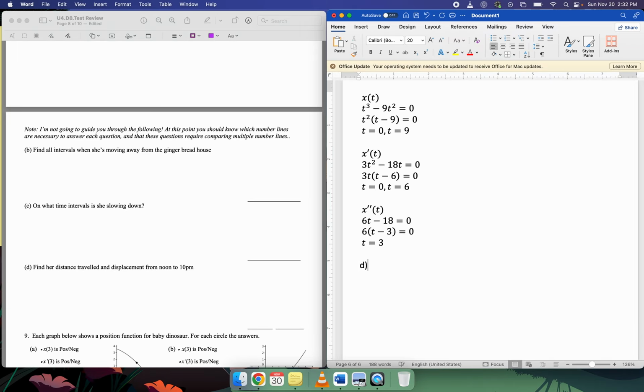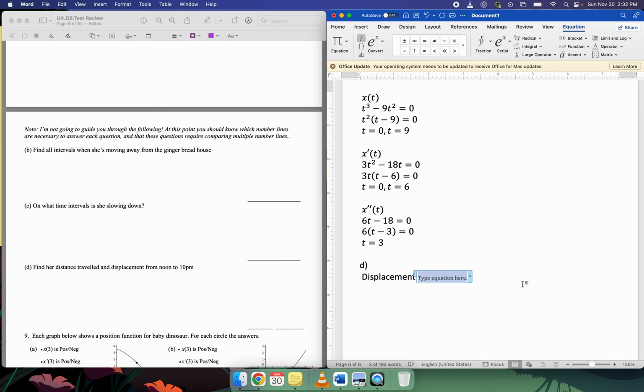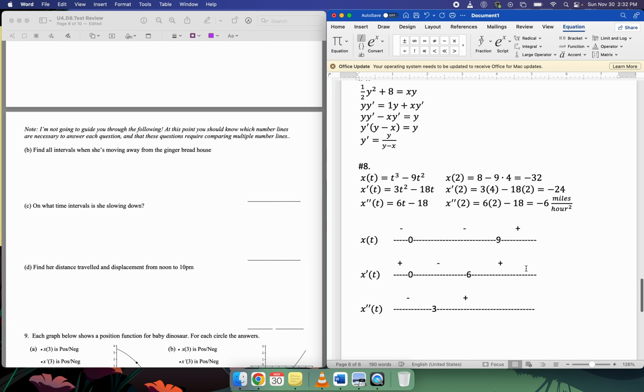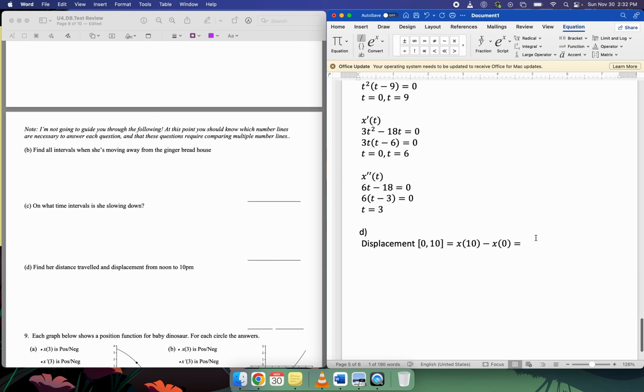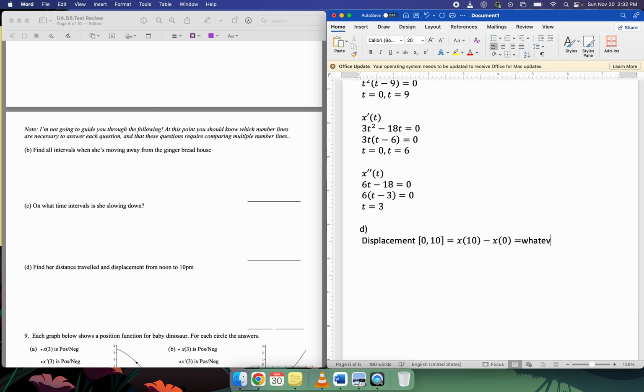So, part D. Displacement from noon to 10, so we're saying that's from 0 to 10. That's easy. That's just x of 10 minus x of 0. So x is this function right here. Plug in 10, plug in 0, subtract. You can do the arithmetic on your own.